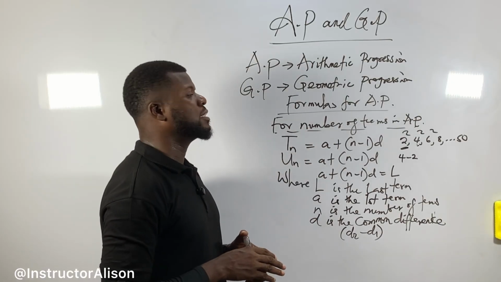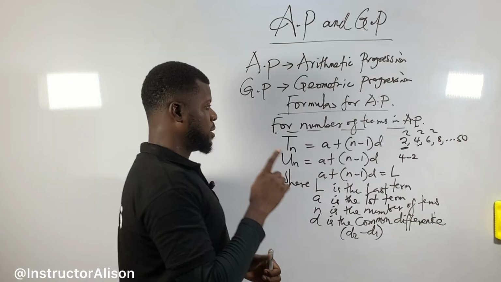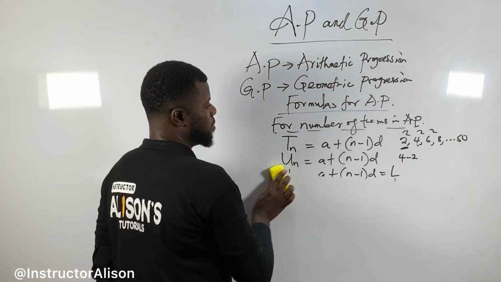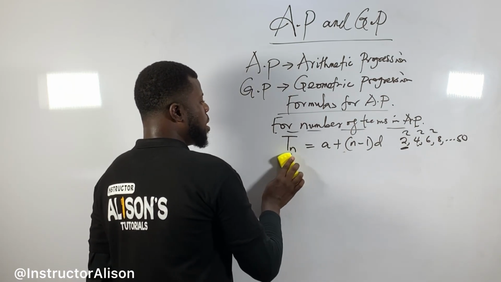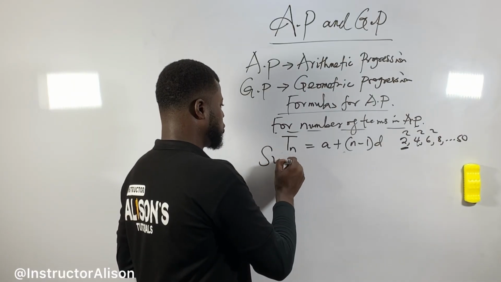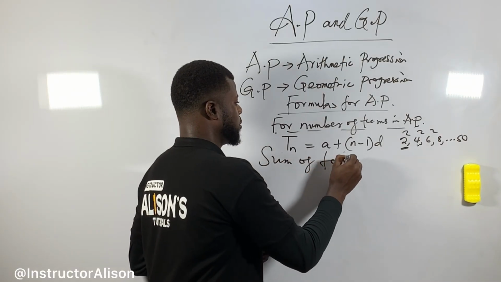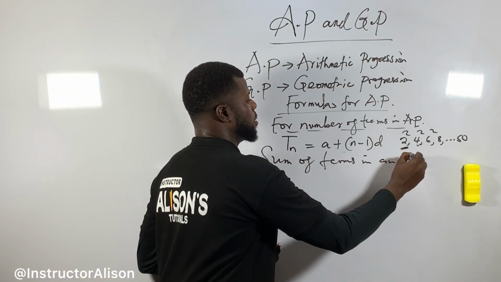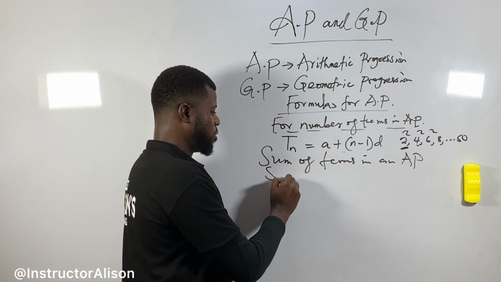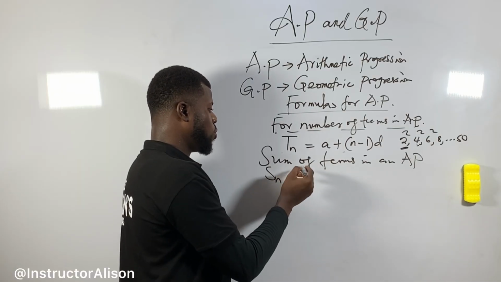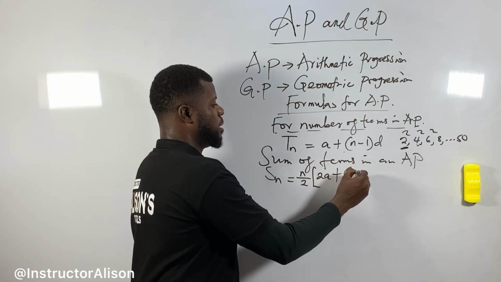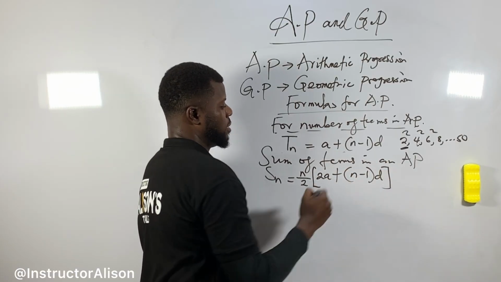What if they say we should find the sum of terms in an AP? In an AP, we talk about AP. Let me clean this thing, maybe we get space to carry on. The formula now will be like this. I will give you two conditions for the sum of terms in an AP. The first formula: S subscript n, sum of terms, is equal to n over 2 into 2a plus n minus 1 d, like this.